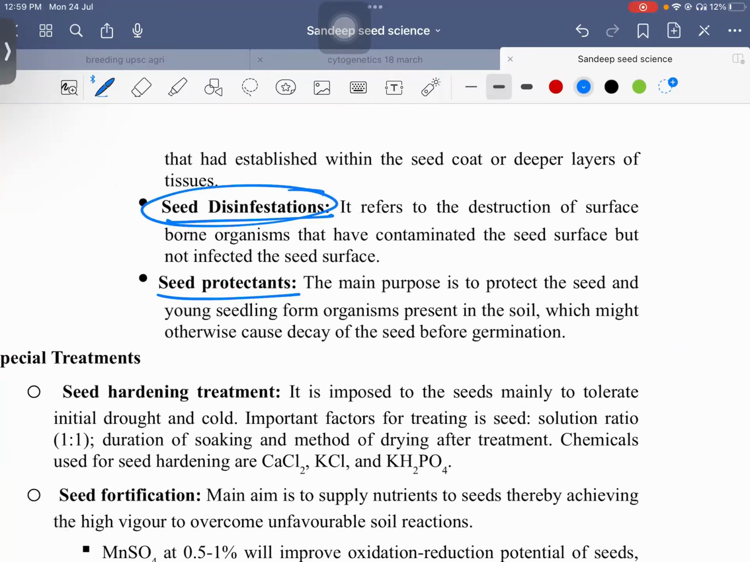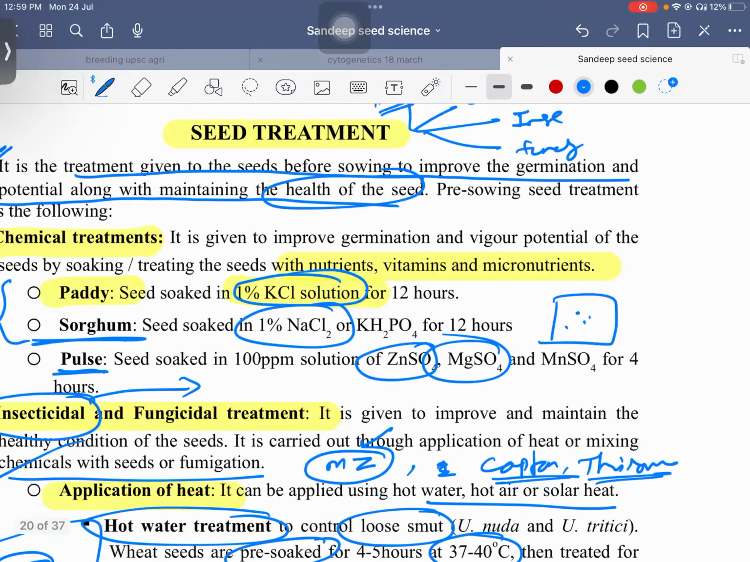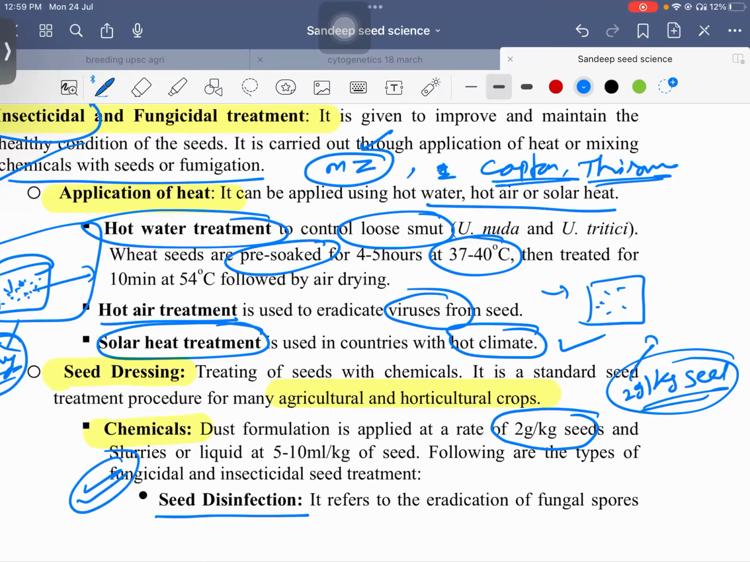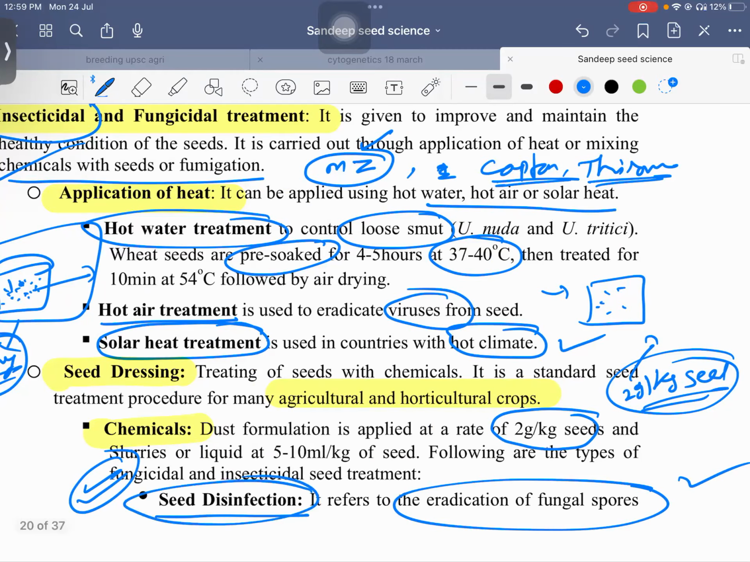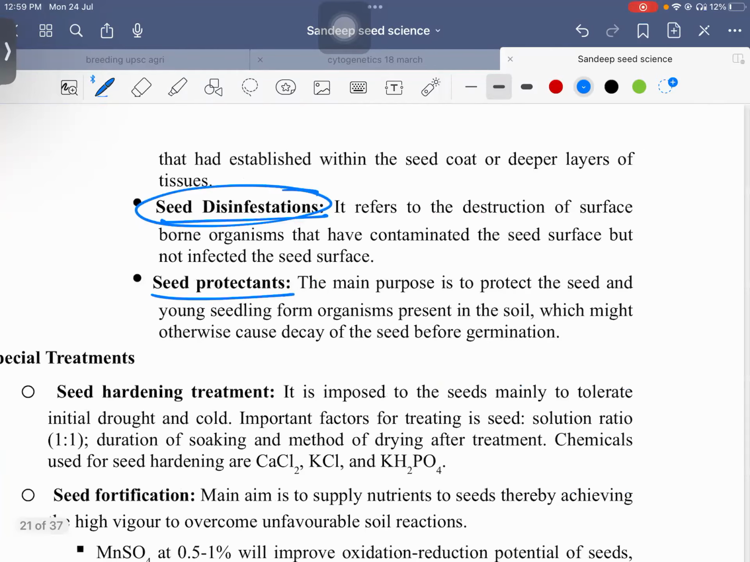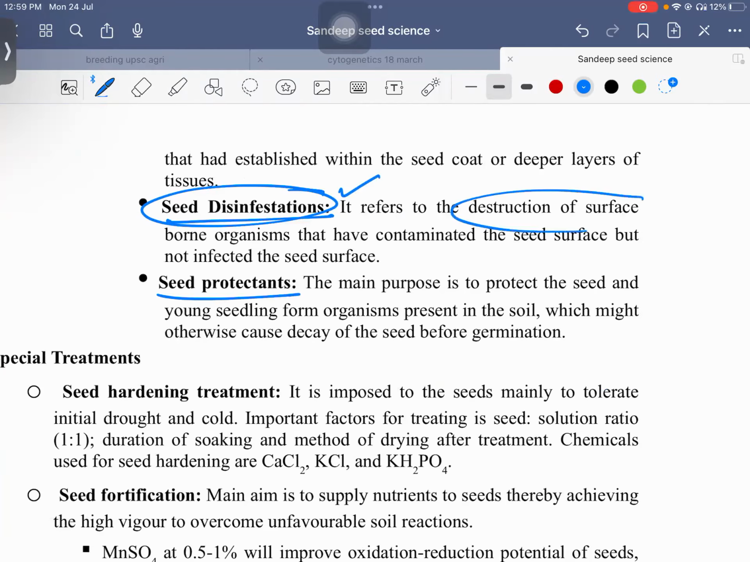What happens in seed disinfection is complete eradication of fungal spores. But in case of disinfestation, there is destruction of surface-borne organisms that have contaminated the seed surface but not infected the inside of the seed. Which are only on the surface, that means disinfestation you can do.